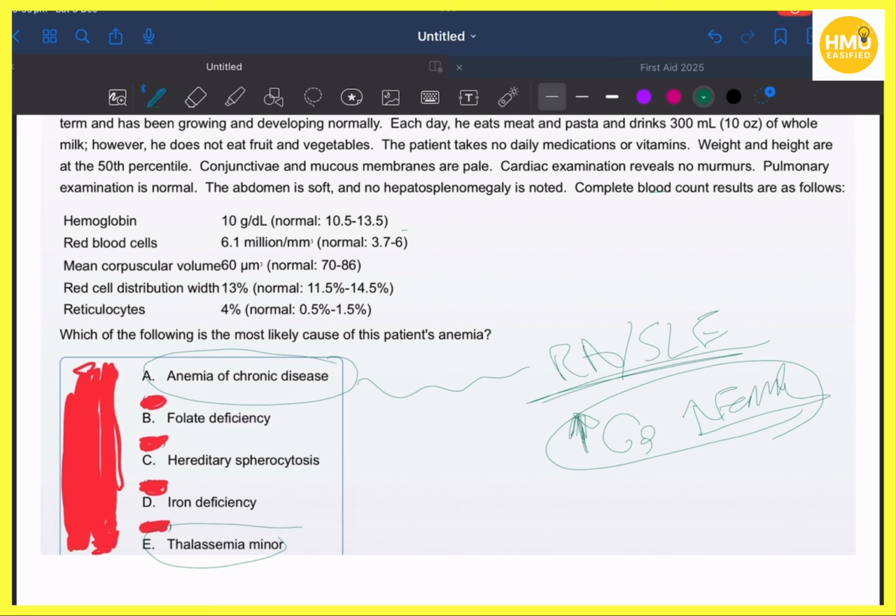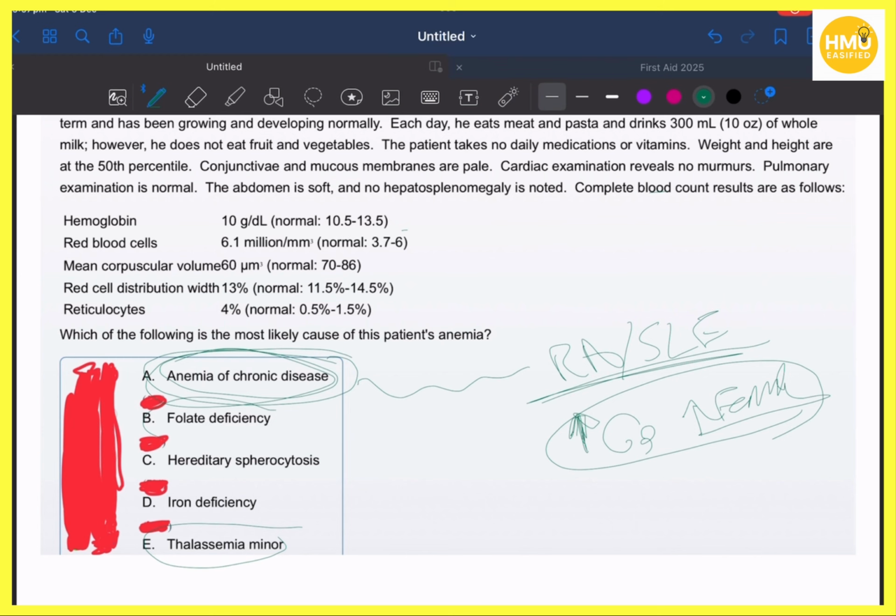So basically the body just moves all its iron into ferritin and hides it from the serum. So patients will have low hemoglobin, because obviously it's hiding the iron in ferritin. So ferritin is going to be high in anemia of chronic disease. So the main pathology in anemia of chronic disease is inflammation or infection.